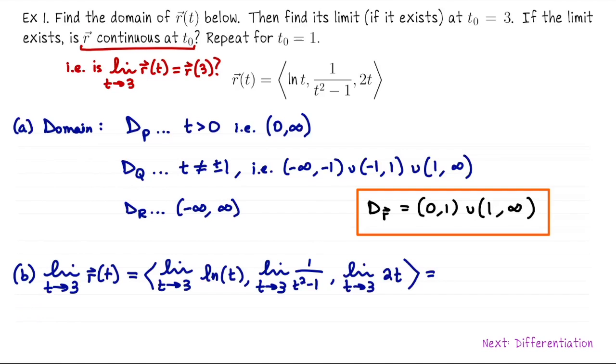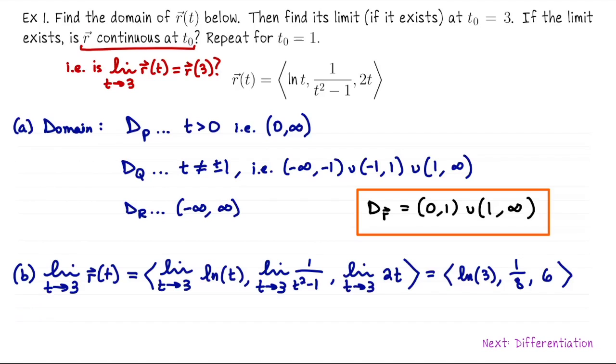Each of those limits exist. So the limit of natural log of t as t approaches 3 is actually natural log of 3. Similarly, the limit of 1 over t squared minus 1 as t approaches 3 is 1/8, and then the last one is 6. The reason I'm able to compute these limits so quickly is because each of these component functions is a continuous function at t equals 3. So these are all familiar functions. We've worked with these functions before in calculus classes.